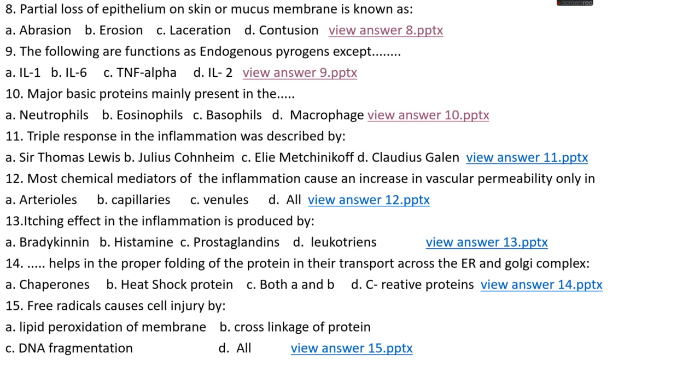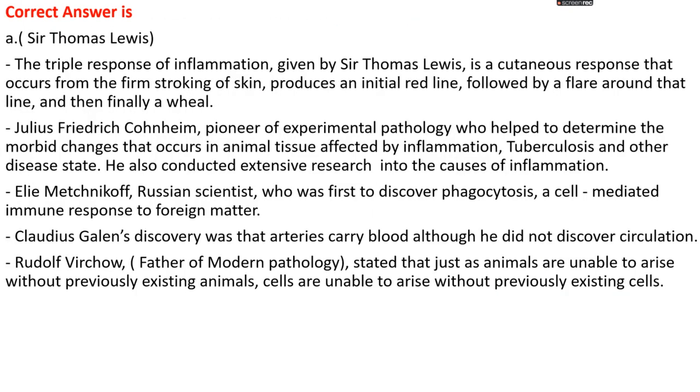Question number 11. Triple response in inflammation was described by: option A, Sir Thomas Lewis; option B, Julius Cohnheim; option C, Elie Metchnikoff; option D, Claudius Galen. The right answer is option A, that is Sir Thomas Lewis. The triple response of inflammation is given by Sir Thomas Lewis. It is a cutaneous response that occurs when there is a firm stroking of the skin. At first, there is production of an initial red line, which is followed by a flare around that line, and then finally forming a wheal.